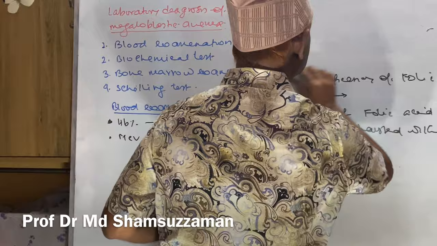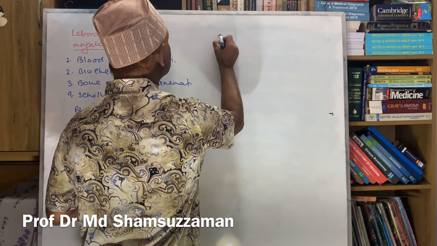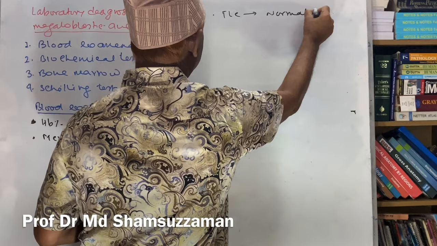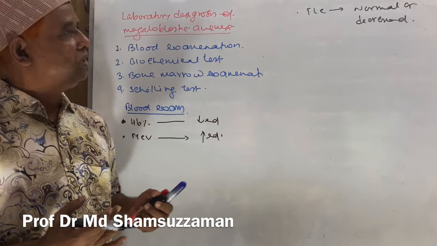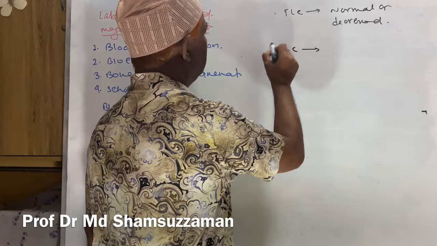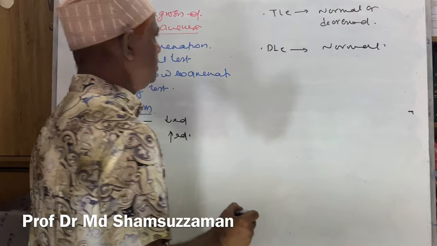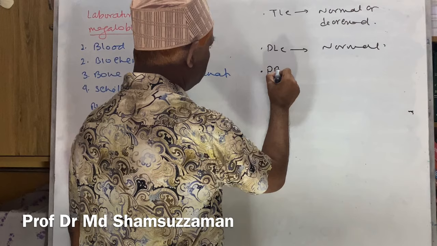Then we have to do total leukocyte count. It will be normal, or in later stage it may be decreased, that is leukopenia. So in early stage it is normal, in later stage it may be decreased, that is a bit leukopenia. Then differential leukocyte count, that is DLC, normal distribution. Then we have to do peripheral blood film. It is important, peripheral blood film.